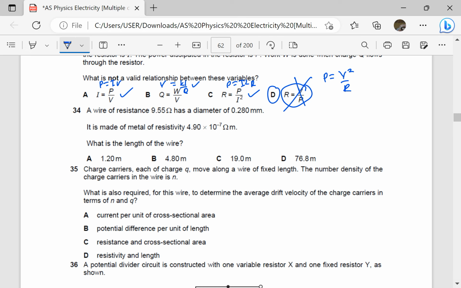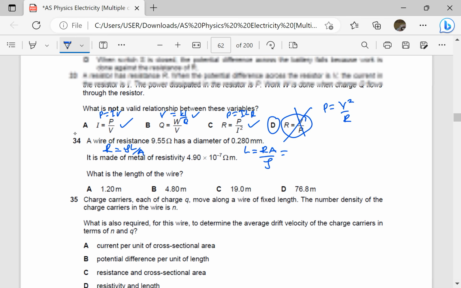A wire of resistance 9.55 ohms has a diameter of 0.28 millimeters. It is made of metal resistivity 4.9 times 10 power negative 7 ohm meters. What is the length of the wire? So we know that resistance is equal to rho L over cross-section area. So it means the length is going to be R times A over resistivity.